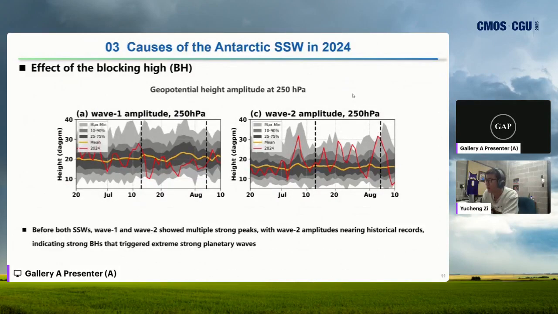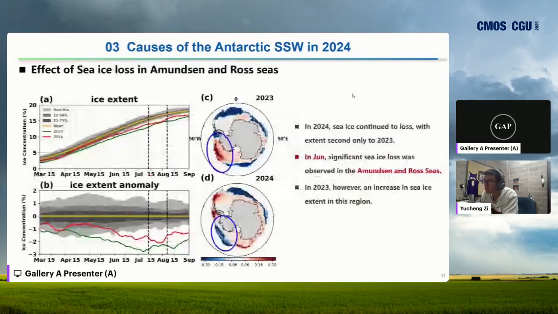This is a time series of geopotential height. The amplitudes of wave 1 and wave 2 represent the intensity of blocking height. We can see that before both SSWs, wave 1 and wave 2 show multiple strength peaks, with wave 2 amplitude near the historical record in panel C, indicating that strong blocking height can trigger extreme planetary waves in the troposphere. Okay, next.